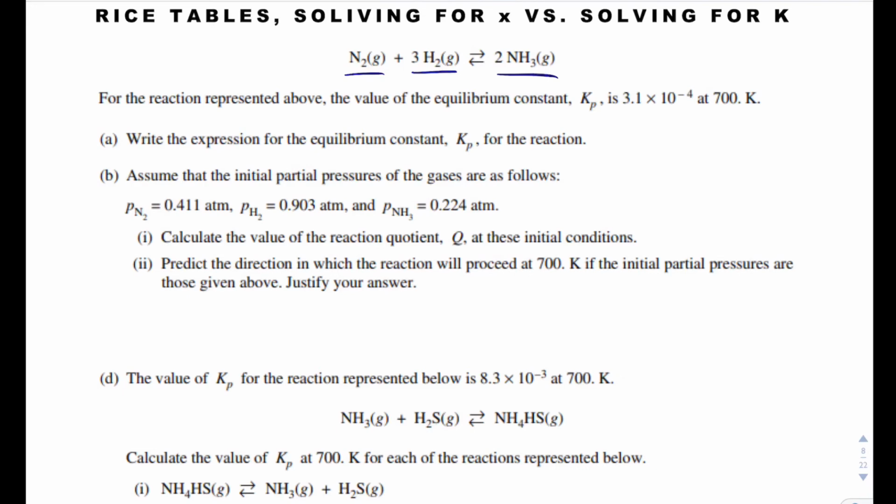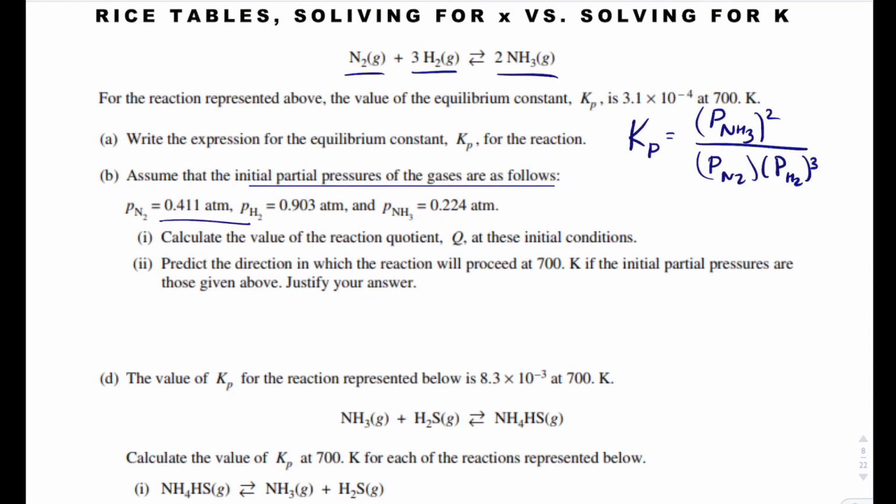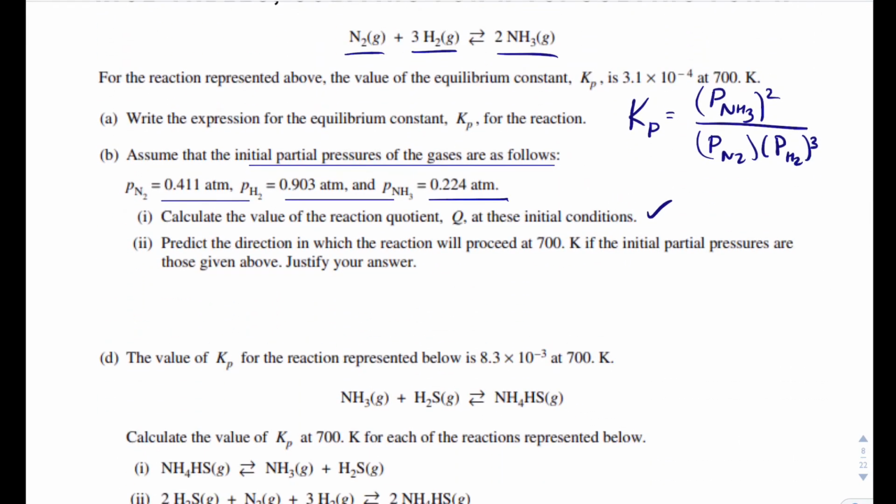Okay? Here they asked us to write the expression for our Kp. I'm just going to do it right here, not on the lines, but on your AP test, please do everything on the lines, unless they ask for you to put it in a box or something. Kp, you've got to use the pressure. So pressure of NH3 squared divided by the pressure of N2 times the pressure of H2 cubed. Okay, it's got to be pressures with parentheses. And they say assume that the initial pressures of our gases are 0.411, 0.903, and 0.224. And they say calculate Q. Okay, so Q, I'm going to copy this.